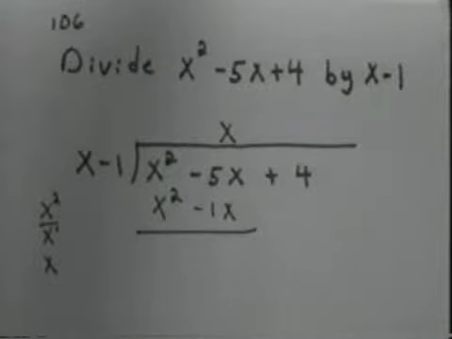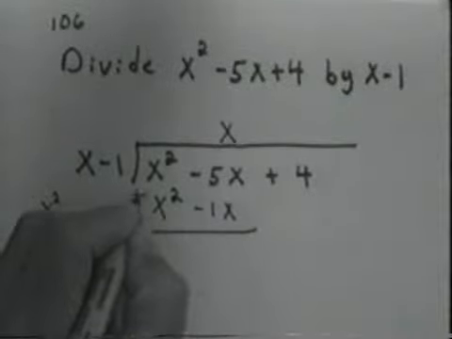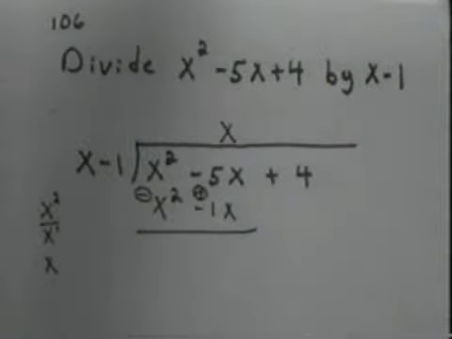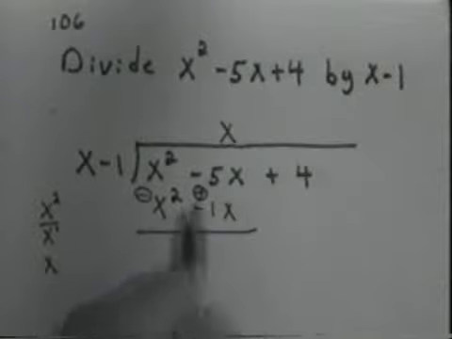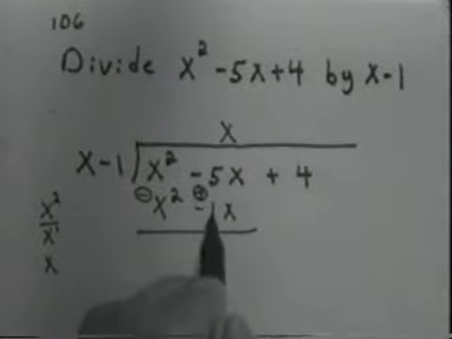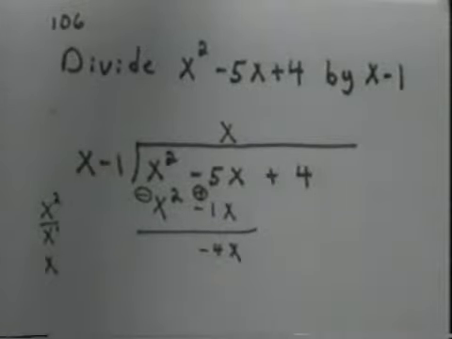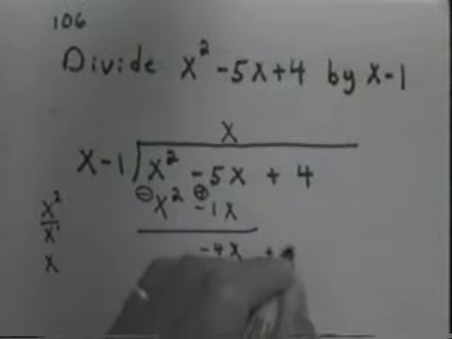The way I subtract is by adding the opposite. So the opposite of x squared is a negative x squared. The opposite of negative 1x is a positive 1x. Now I add: x squared and negative x squared gives 0. A negative 5 plus 1 gives negative 4. So a negative 5x plus 1x is a negative 4x. Once I subtract, I bring down.